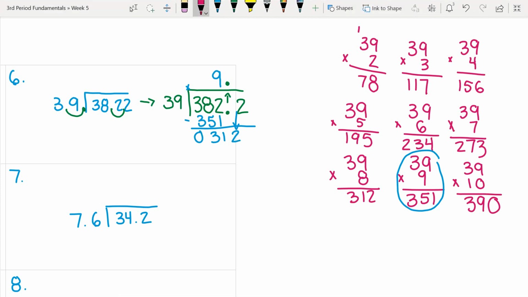Now we're trying to get 312. Well, good thing we made this big list of 39s because now I just need to look at my numbers. I'm looking for as close to 312 as I can, and it actually works out perfectly right here.